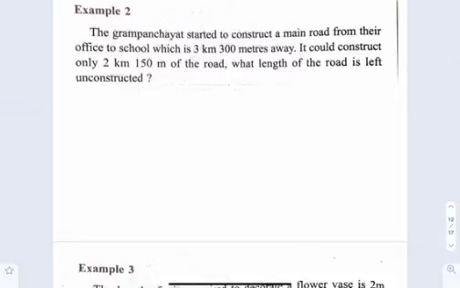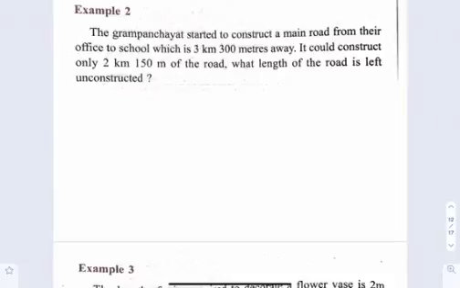Now moving on to the next example. The Gram Panchayat started to construct a main road from their office to school, which is 3 kilometers 300 meters away. It could construct only 2 kilometers 150 meters of the road. What length of the road is left unconstructed?